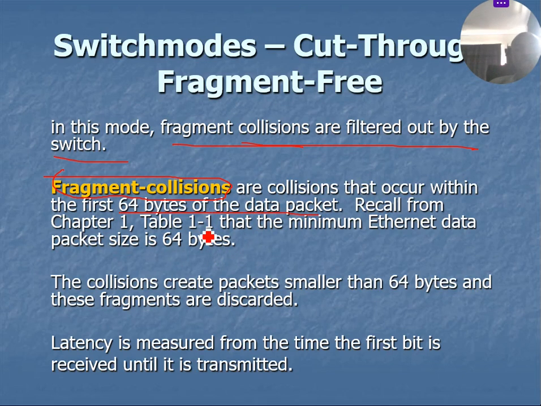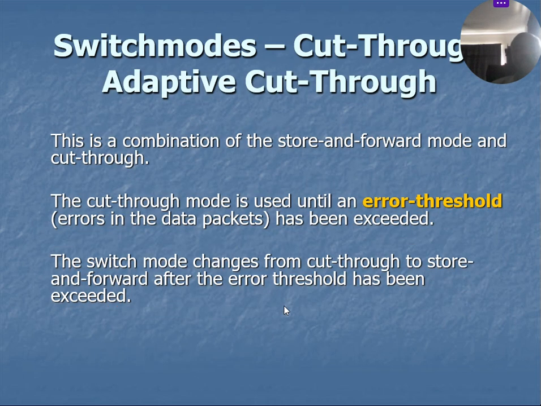You can recall we did this in chapter 1, right? That the minimal Ethernet data packet size is 64 bytes, not bits, 64 bytes. Now the collision creates data packets smaller than 64 bytes, and these fragments are discarded. When a collision creates a data packet smaller than 64 bytes, this small fragment will be discarded. So in cut through fragment free, the small fragment that results from collision will be removed. Latency is measured from the time the first bit is received until it is transmitted to the destination.